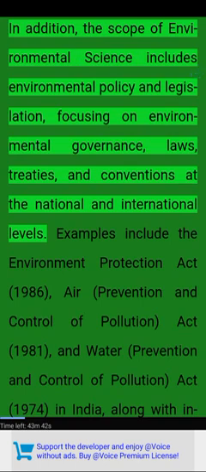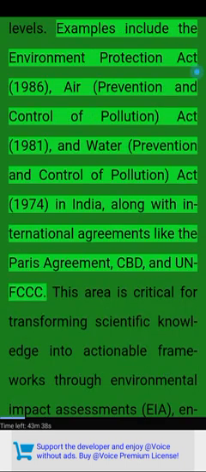In addition, the scope of environmental science includes environmental policy and legislation, focusing on environmental governance, laws, treaties, and conventions at the national and international levels. Examples include the Environment Protection Act 1986, Air (Prevention and Control of Pollution) Act 1981, and Water (Prevention and Control of Pollution) Act 1974 in India, along with international agreements like the Paris Agreement, CBD, and UNFCCC.